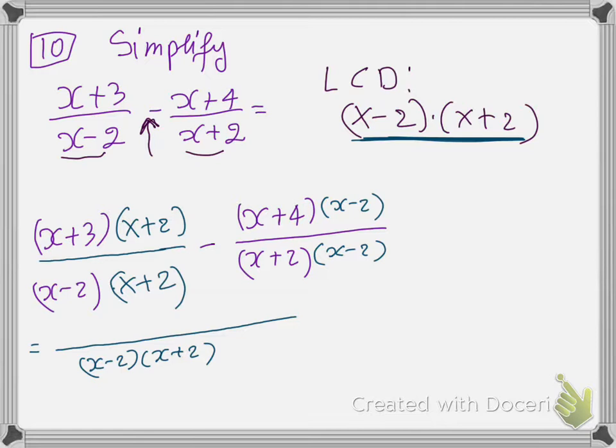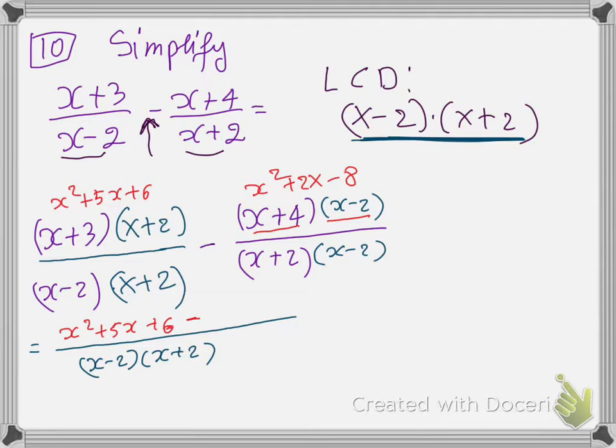Simplify each of the numerators. So x plus 3 times x plus 2. And I'm going to let you work this out. This is x squared plus 5x plus 6. Just distribute. x squared plus 5x plus 6 minus, and then we're going to distribute x plus 4 times x minus 2. That's going to give us x squared plus 2x minus 8. Make sure you multiply this step by step.